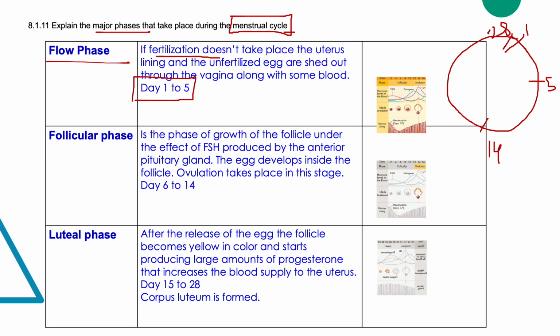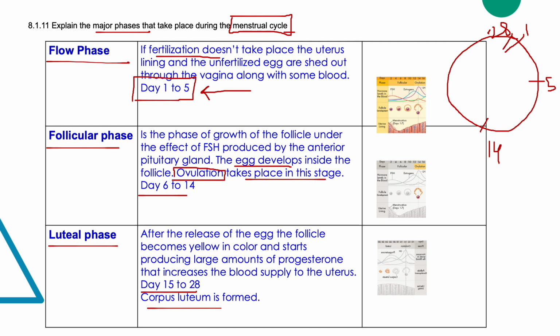This is called the flow phase, that lasts from day 1 to day 5. Follicular phase, the new egg again starts to develop, and it is released during this stage, that's called ovulation, during day 6 to 14. So ovulation takes place in this stage. The last one is the luteal phase from day 15 to day 28.